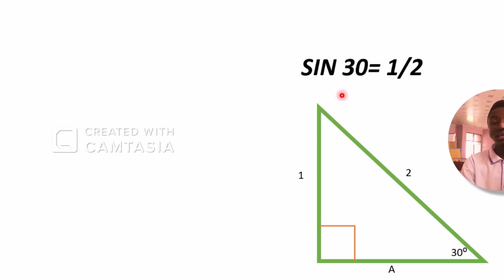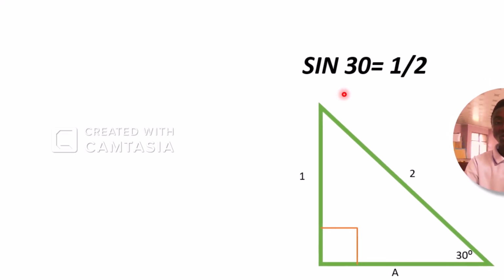And don't forget, anytime you point sin 30 and calculate, you get half, okay? Now why is it half? When we introduce that in the right angle triangle diagram, the 1 will be here and the 2 will be here. The 2 represents the hypotenuse and the 1 represents the opposite. Now it has left the adjacent.